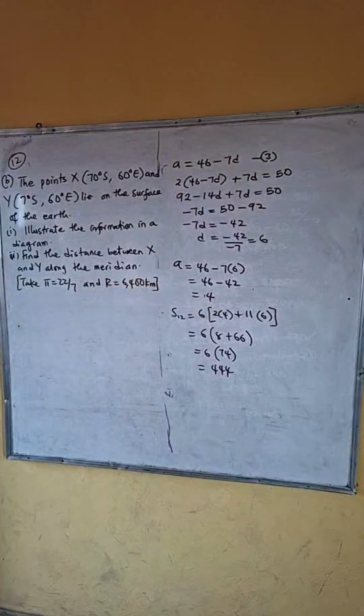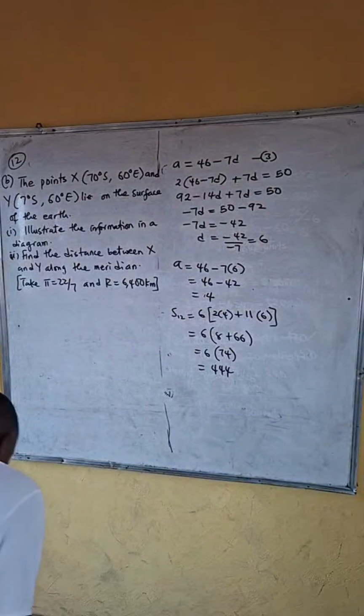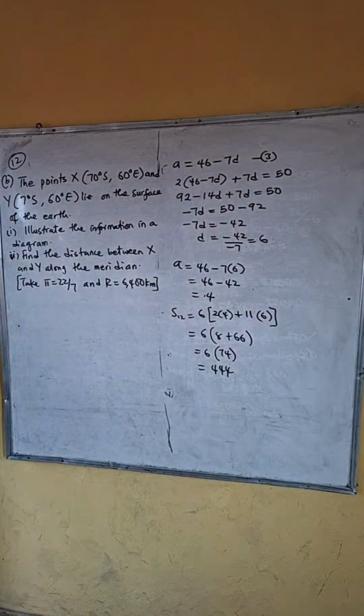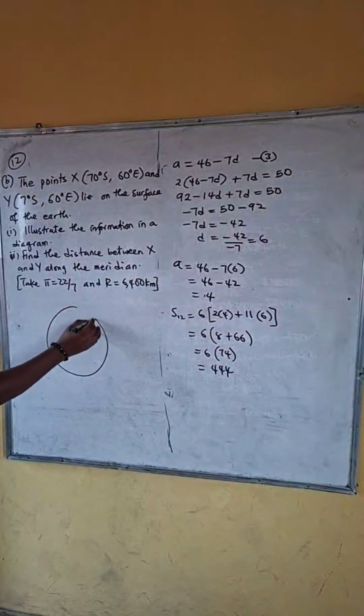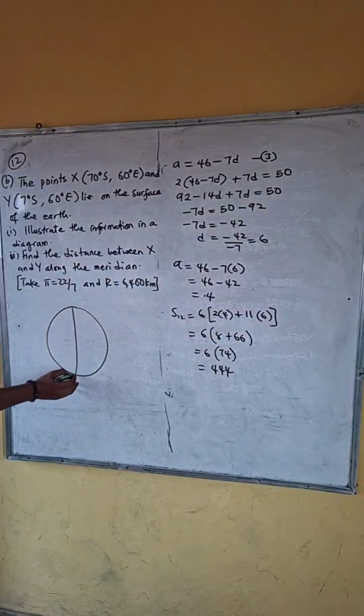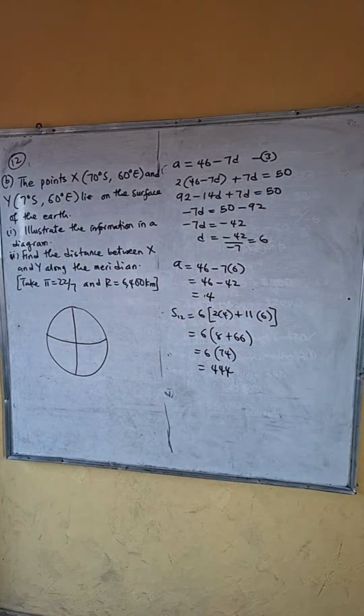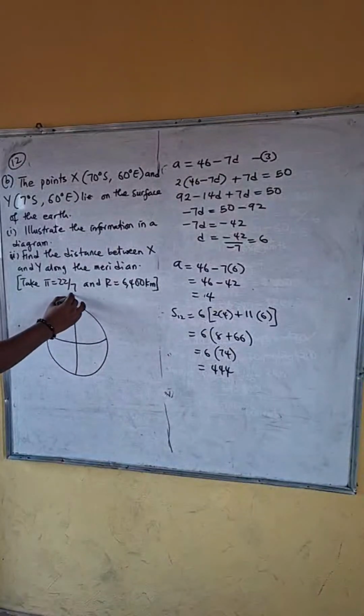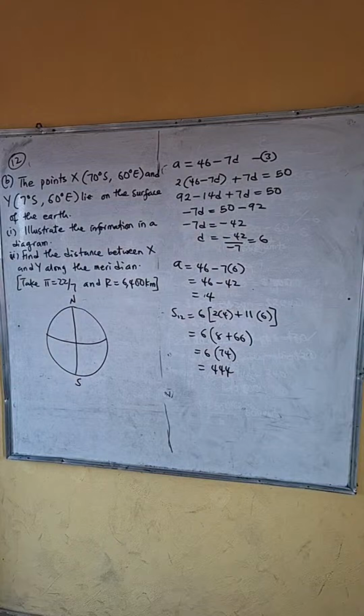So here we're required to draw first, then calculate. Naturally, you're supposed to draw first before you calculate. That's the only way you make sense of the question. So we draw our globe. We draw these four major points here. Okay, so put north here and put south here.